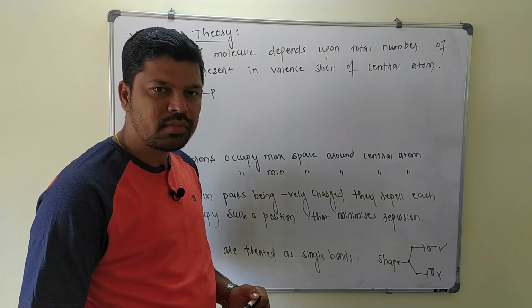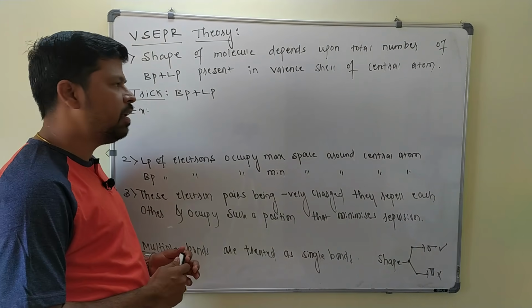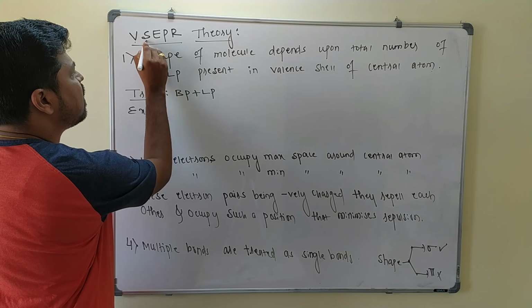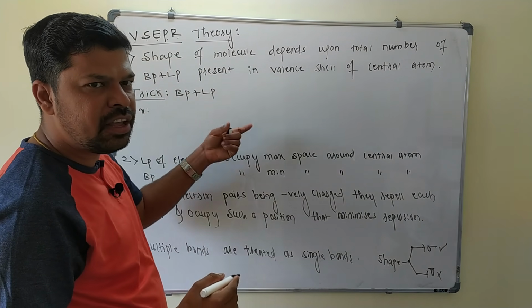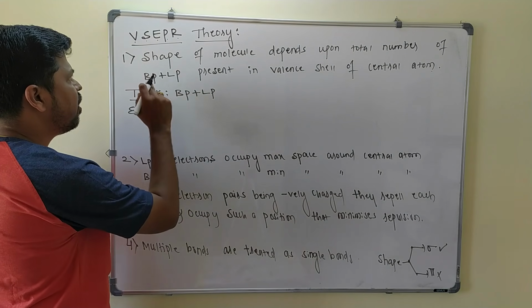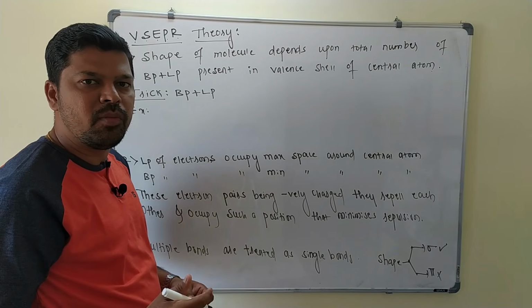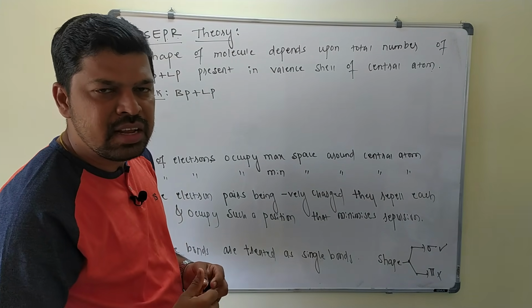Let's get started. The shape of the molecule is explained by using VSEPR theory. VSEPR theory is nothing but valence shell electron pair repulsion theory. By using this theory, we will predict the shape of different molecules. According to this theory, the first point is that the shape of the molecule depends upon the total number of bond pairs and lone pairs of electrons present in the valence shell of the central atom.